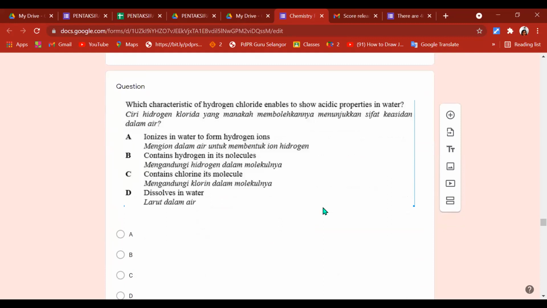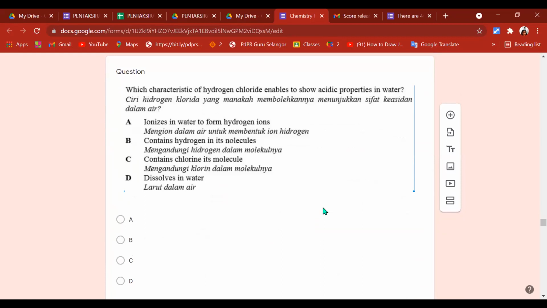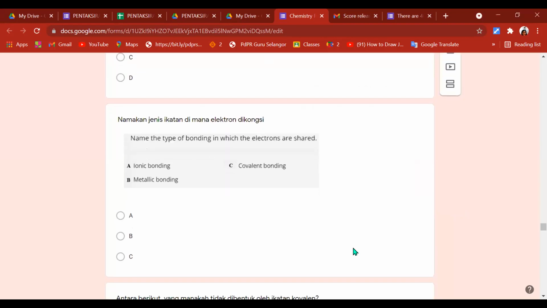Correct. Okay, now these are your favorite questions, all on acid ready. Okay, let's do this. Azman, so long didn't hear your voice, Azman. Okay, let me hear you, Azman. Which characteristic of hydrogen chloride enables it to show its acidic properties in water? Is it dissolved in water? Cannot. Wrong. Ionized in water to form hydrogen ions. Correct. It must be ionizing. Whenever you want to have anything showing acidic properties, you must have hydrogen ions. Okay, yes, very good. The answer is A.